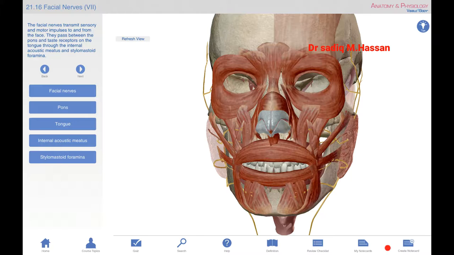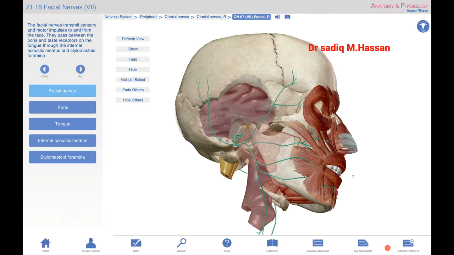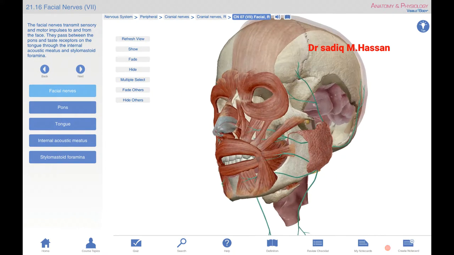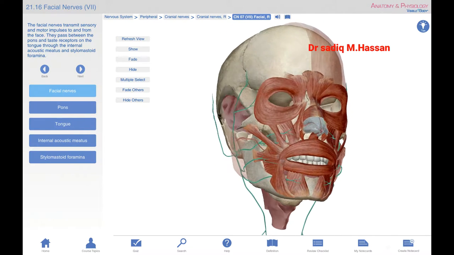The facial nerves transmit sensory and motor impulses to and from the face. They pass between the pons and taste receptors on the tongue through the internal acoustic meatus and stylomastoid foramen. All these highlighted structures are the facial nerve and its branches.